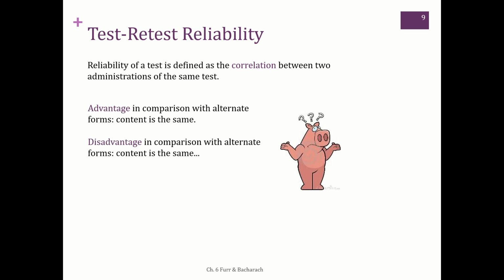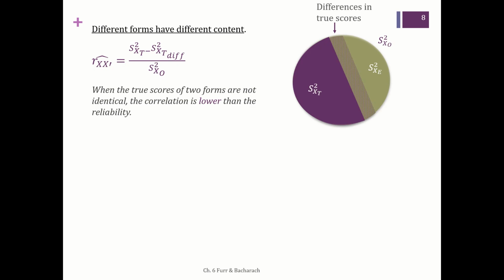Now, nice thing then, as I said, advantage compared to alternate forms is that its content is definitely the same. Disadvantage is content is the same. So the benefit here is also the downside. Alright, so these are the two ways to test reliability with two different test administrations. Either the same test twice or different, hopefully similar versions of the same test.